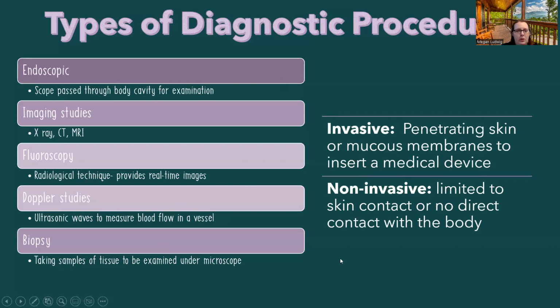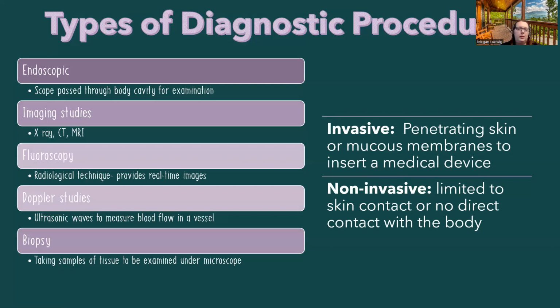Imaging studies is another one. It's a broad term that includes things like X-ray, CT, MRI, things that provide an actual visual picture of what is happening inside the body or what it looks like inside the body. Another example of an imaging study is fluoroscopy. We'll break these down here in a few.